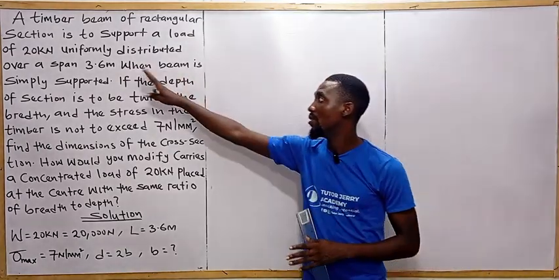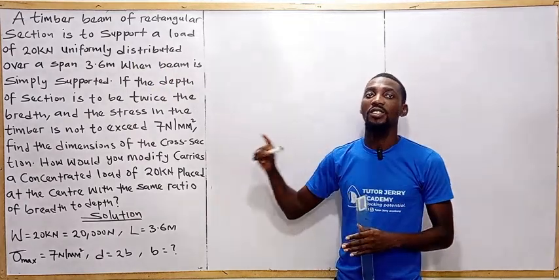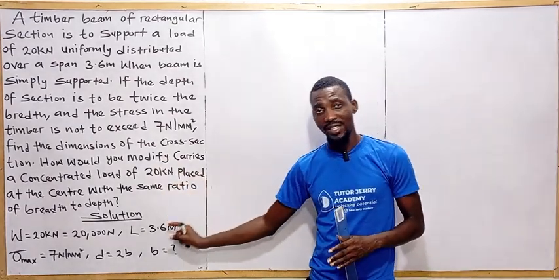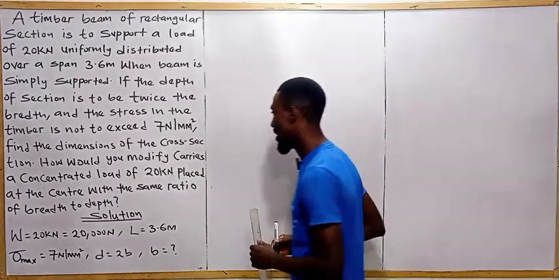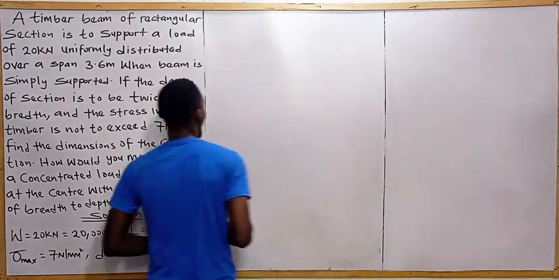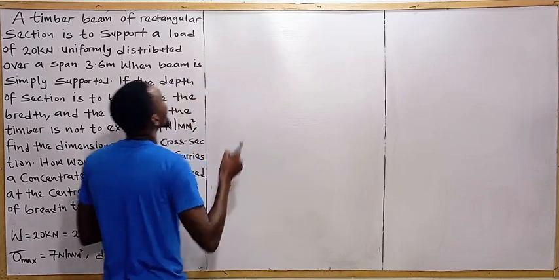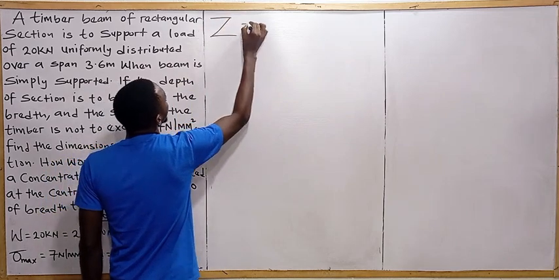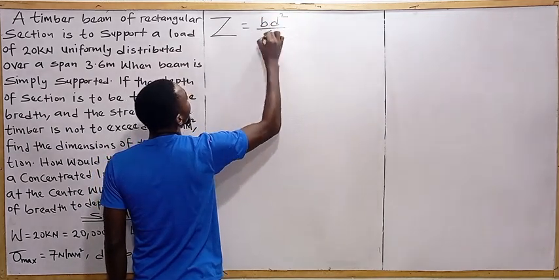All right, so in this case we are going to consider the beam to carry a uniformly distributed load, and in the second case we are going to consider the beam to carry a point load. Let's start with the first case, when it is carrying a UDL. First we are going to calculate the section modulus, which is BD squared divided by 6.